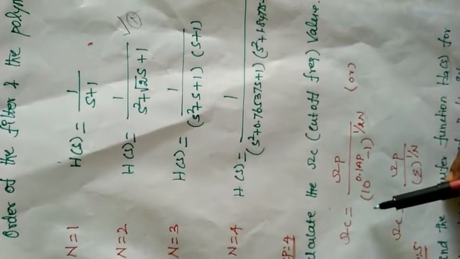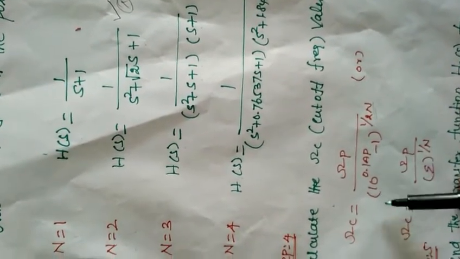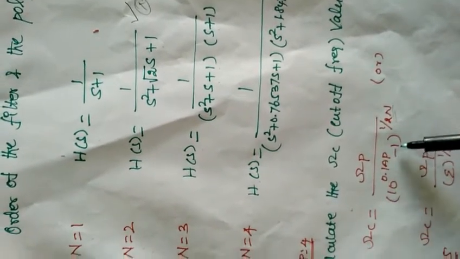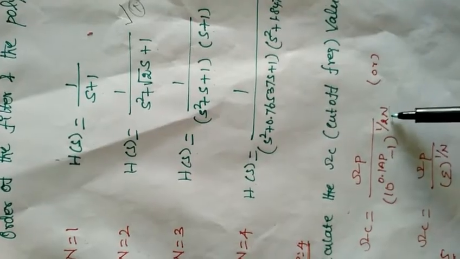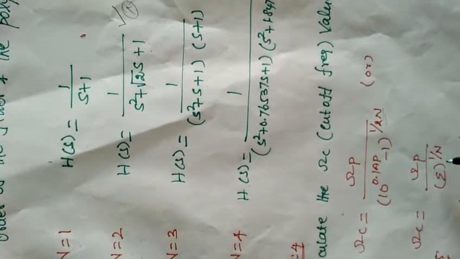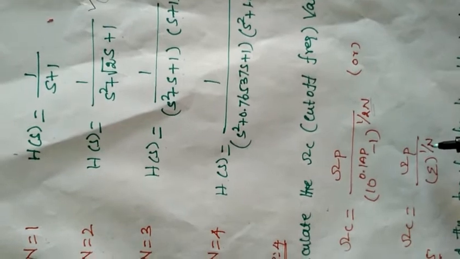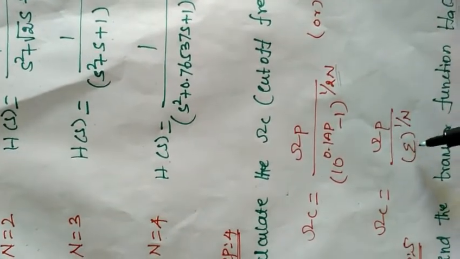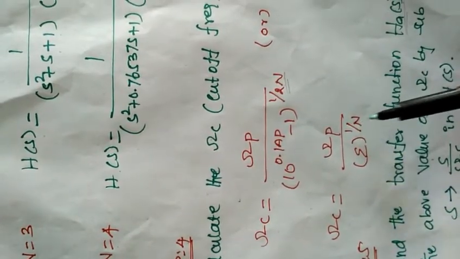The formula is, here we already saw two types. For type 1, OMC is equal to OMP divided by 10 power 0.1 AP minus 1, the whole power 1 by 2N. If they give epsilon and lambda in the specification, that is type 2, then we have to use the formula OMC is equal to OMP divided by epsilon power 1 by N.